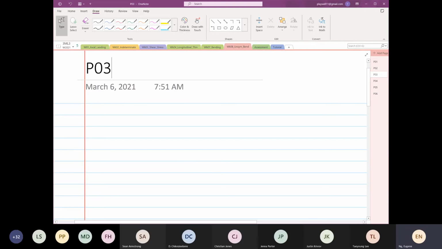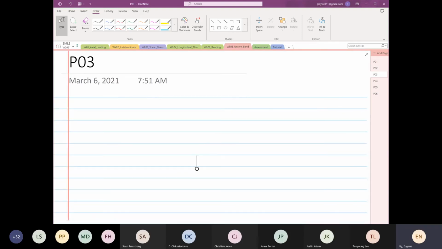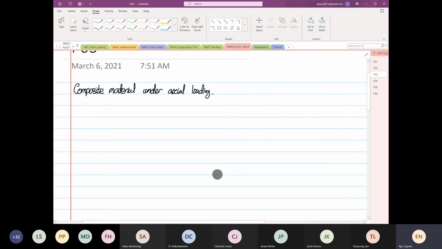Okay, now under axial loading it is not so simple anymore. I mean, it's not ridiculous. Composite material under axial loading. Okay, we are going to do axial loading. I will teach this first before we go for a break.